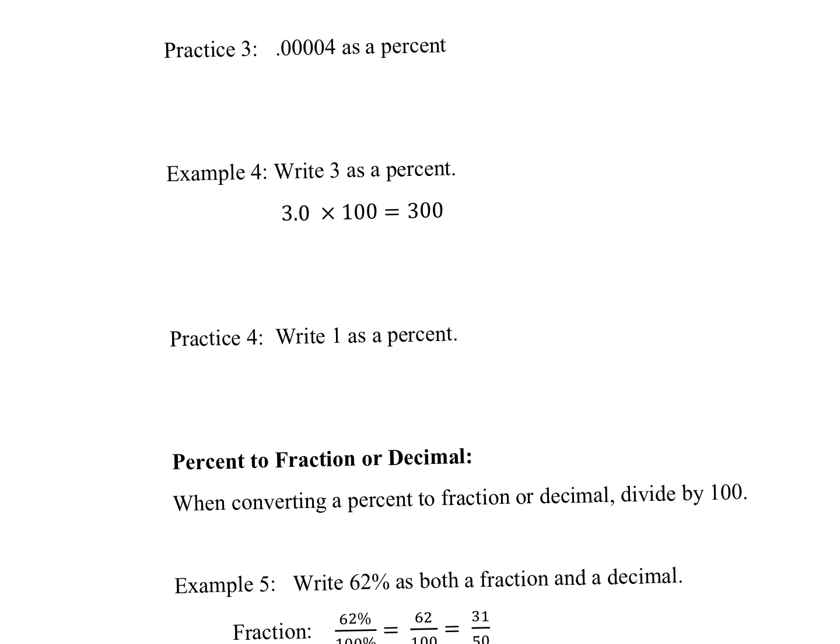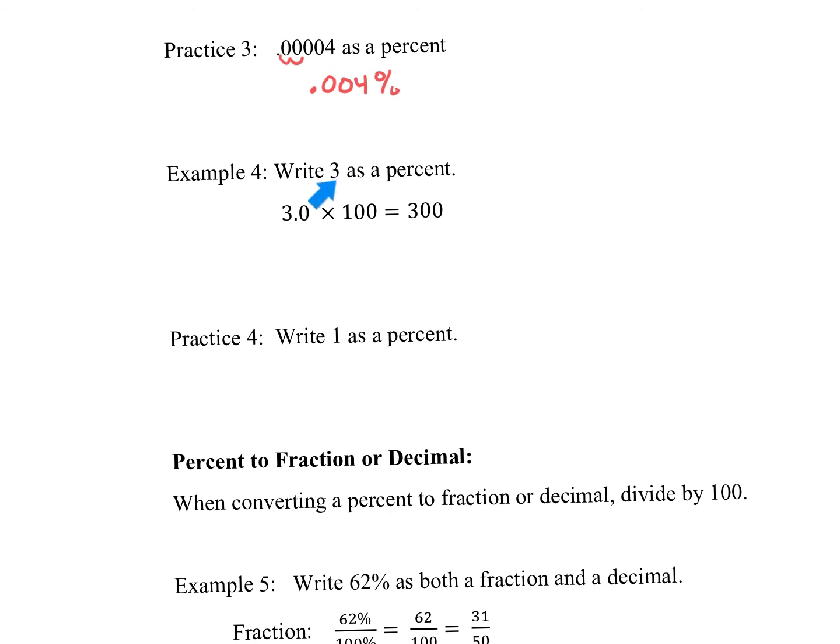Over on the next page with practice 3, let's again just move the decimal over 2 places to the right. So we'll have 0.004%.